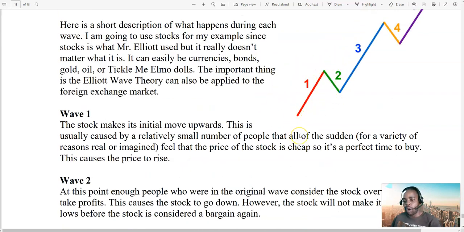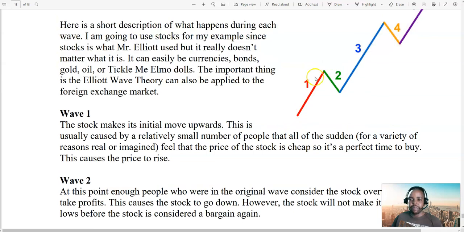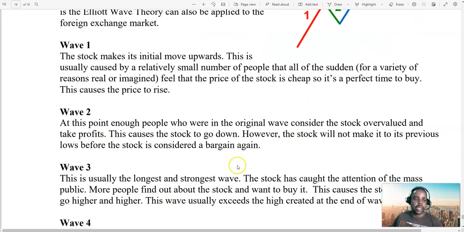Buyers come in, all sorts of buyers. I imagine most of the time they are bankers, big companies like banks and hedge funds. Alright, the second wave, which is this wave, is just a short regression. At this point, enough people who were in the original wave consider the stock overvalued and take profit.